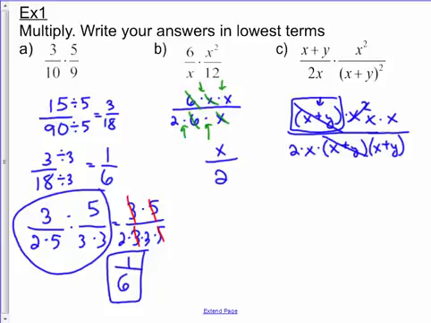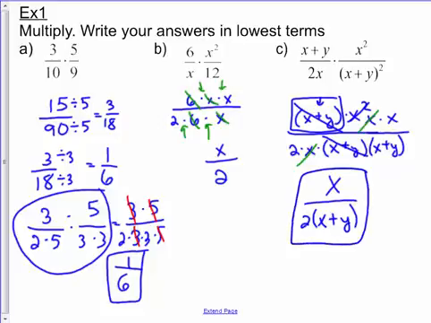Well, x squared we know is x times x. So I have that x on the top, that x in the bottom can cancel out. I'm going to be left with an x on the top, on the bottom a 2, and x plus y. At this point you're done. You don't have to distribute the 2 back in. You could if you wanted to, but not necessary.